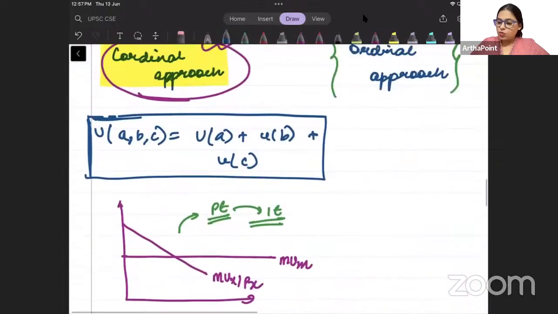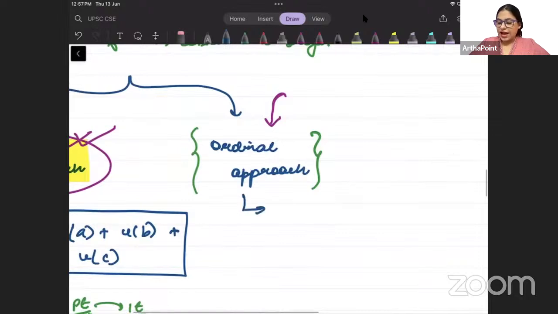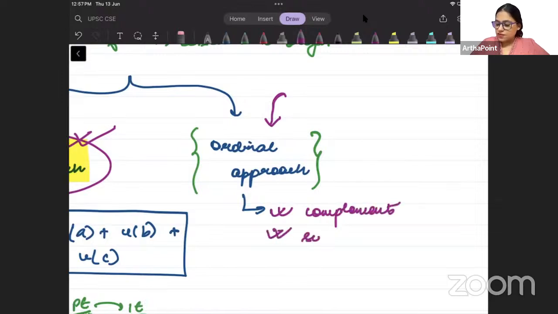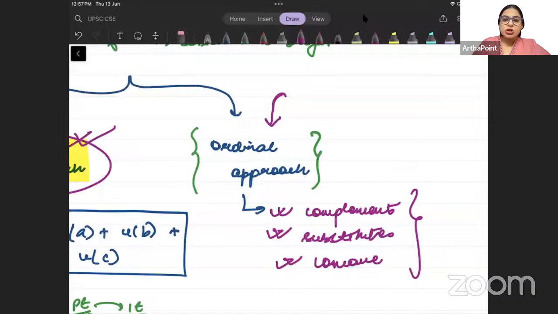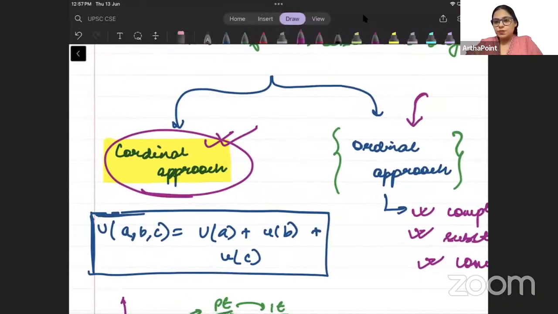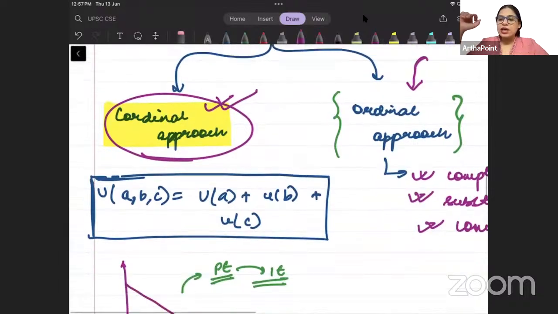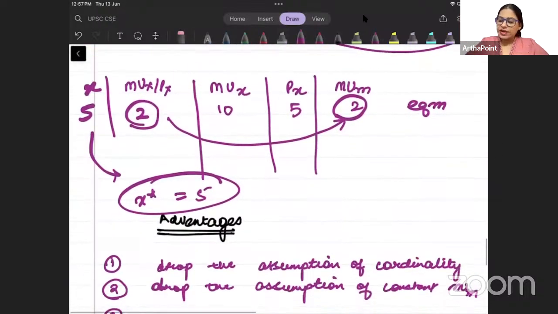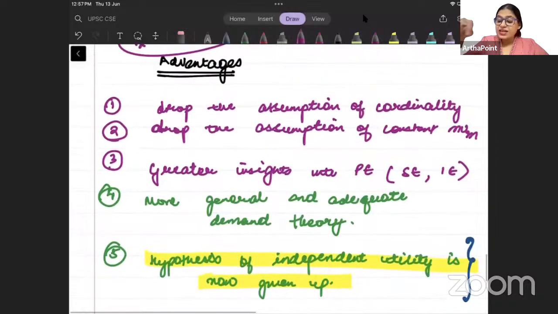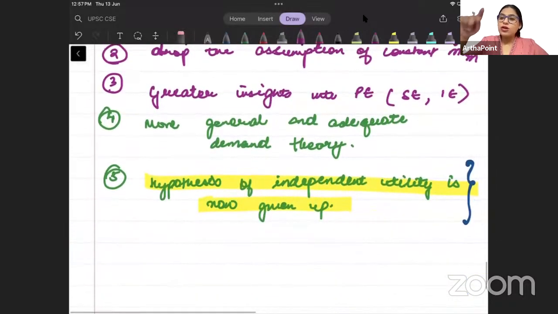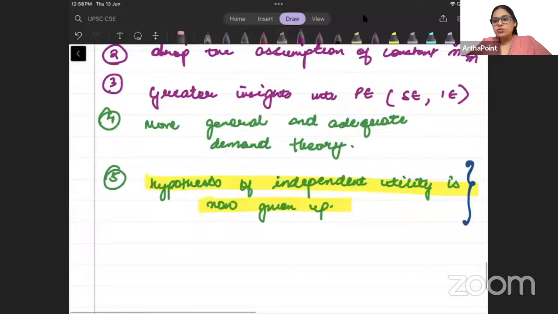When we talk about the ordinal approach, as I told you, I will do the case when we have perfect complements. I will do the case of substitutes. I will do the case of concave preferences and so on and so forth. So this ordinal approach works well for all cases. Any kind of utility function will work well, unlike your cardinal approach, which assumed that you have independent utilities.